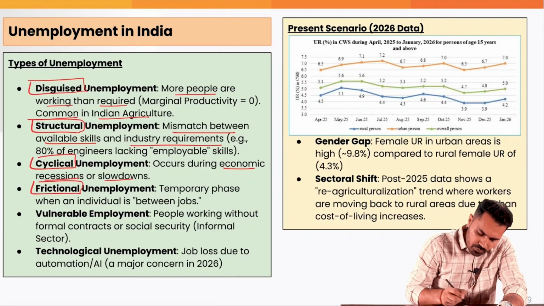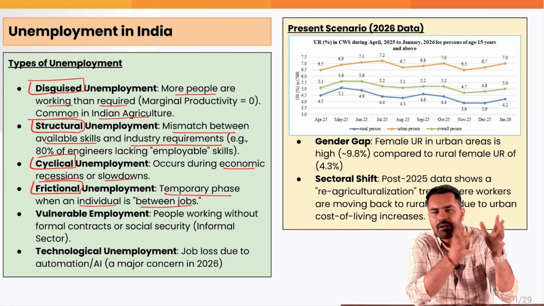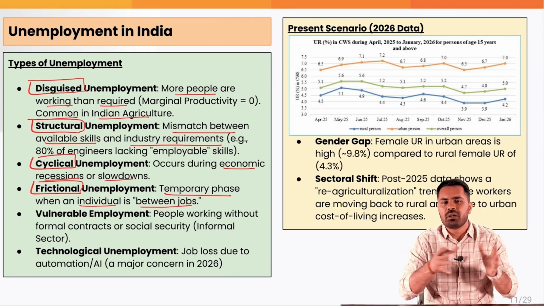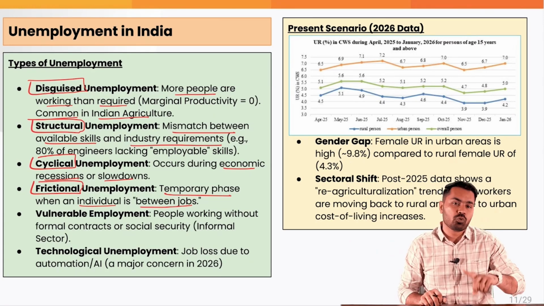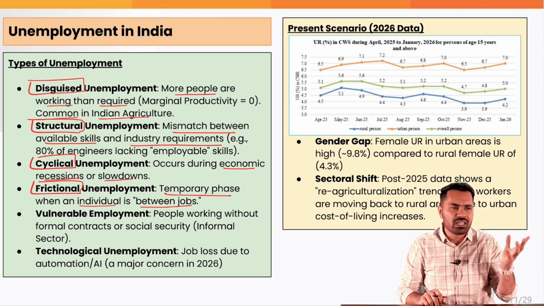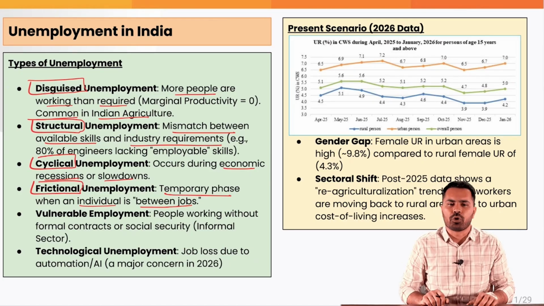Fourth is frictional unemployment. Frictional unemployment means the temporary phase when an individual is between jobs. That means he has left one job to gain another job. In between, they are in frictional unemployment. Most of you who are preparing for civil services but who had worked earlier, who were earlier in a job, left their job, and are now preparing for another job, you are in frictional unemployment.